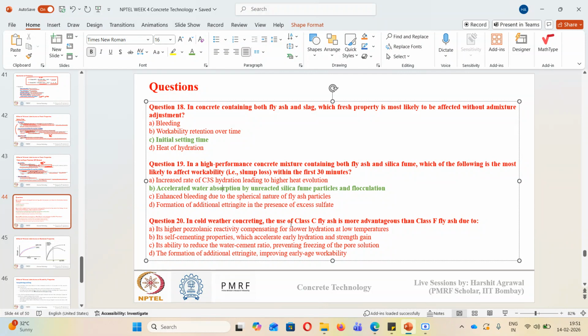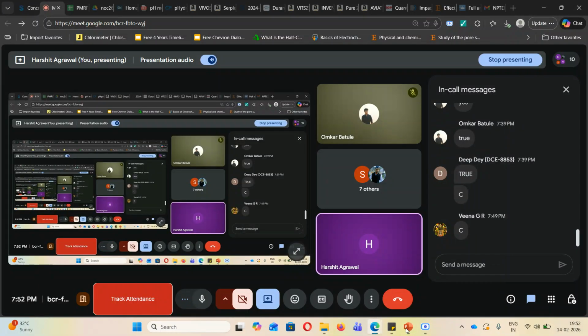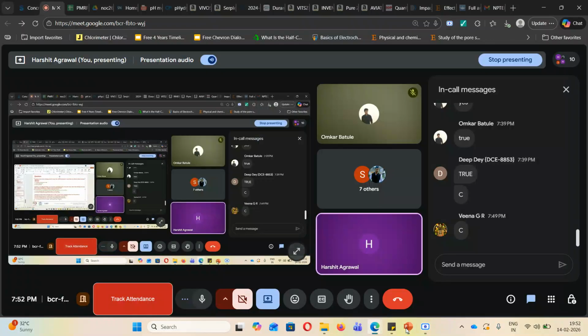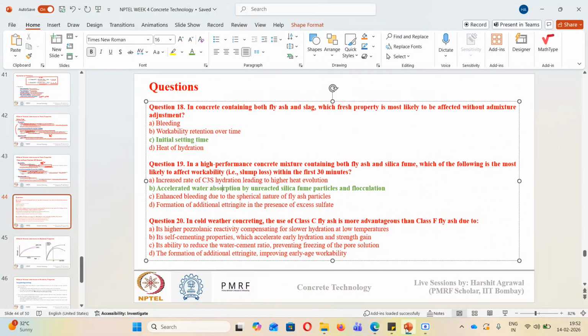In cold weather concreting, the use of Class C fly ash is more advantageous than Class F fly ash. Why? So in cold concreting, a person should prefer Class C fly ash rather than Class F fly ash. Why? Can you tell me the answer quickly? Any guesses? What is the key difference between a Class C and a Class F fly ash? Think about it and then think about the answer.